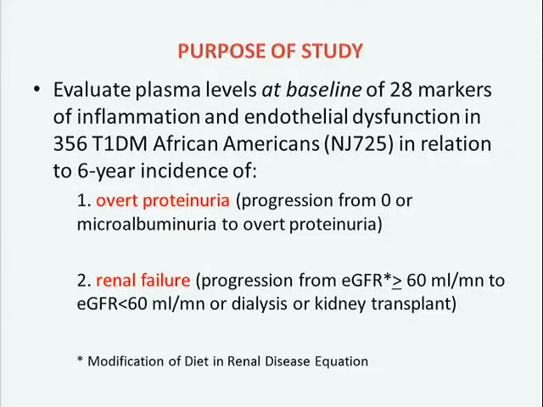And we did this in 356 of our cohort and looked at the relationship of those markers at baseline to the incidence of overt proteinuria, which we define as progression from zero or microalbuminuria to overt. And the second outcome was renal failure, which we defined as progression from an estimated GFR greater or equal to 60 to progression to an eGFR less than 60, or the patient having had a kidney transplant or dialysis at the follow-up examination.